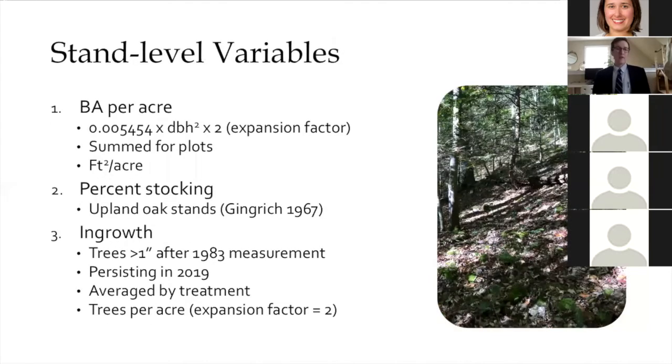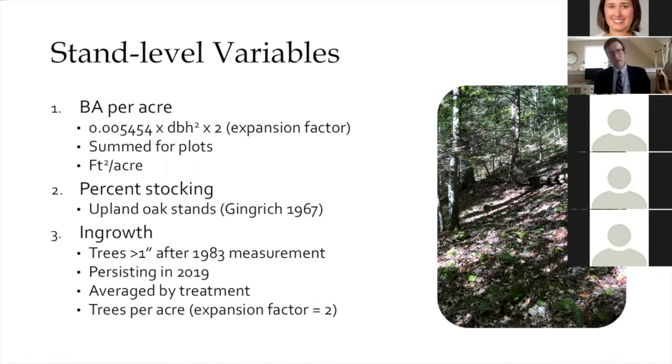The stand level variables were a little bit more straightforward, pretty typical forestry variables. We calculated the basal area per acre. It's calculated by multiplying the constant 0.005454 times the diameter squared. And then because it was a half-acre measurement plot, multiplying it by 2, which would be the expansion factor. This was summed for plots and expressed in square feet per acre. And we calculated percent stocking following Gingrich, 1967, pretty typical for the upland oak stands.